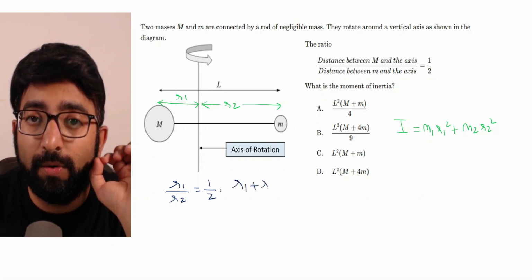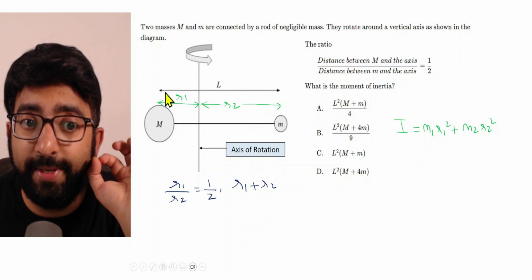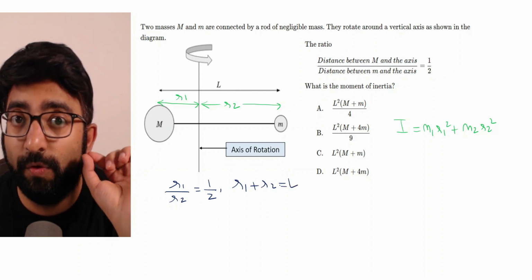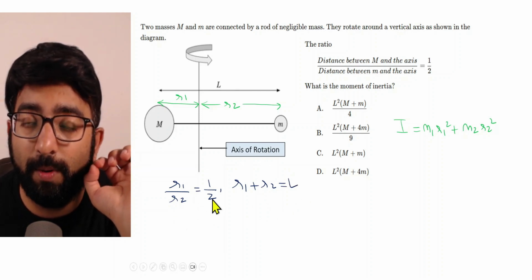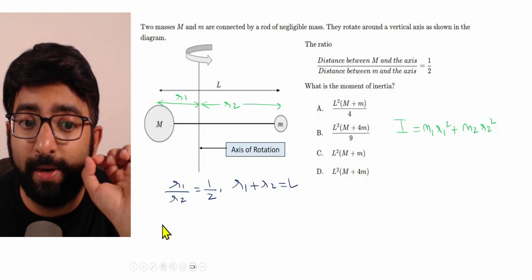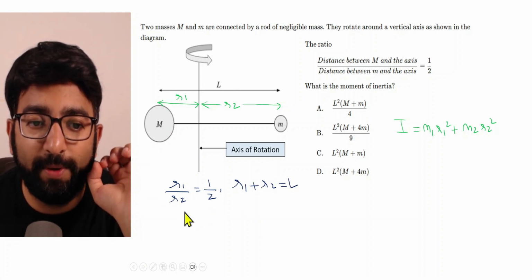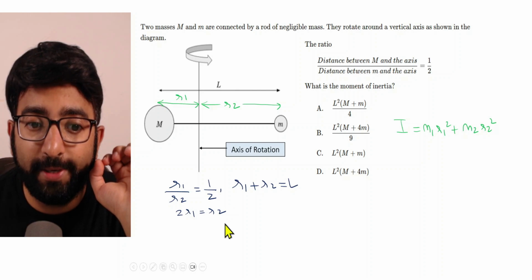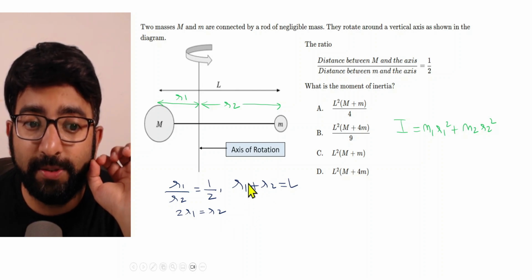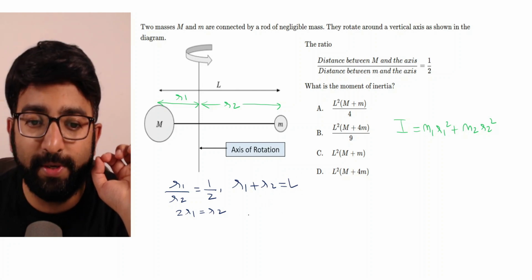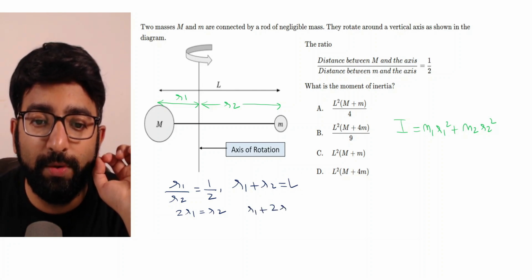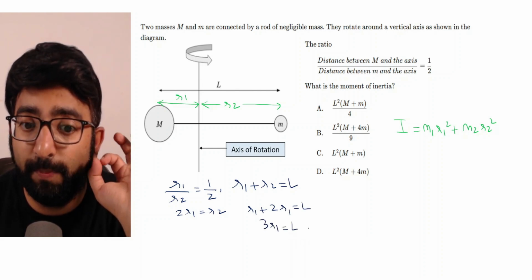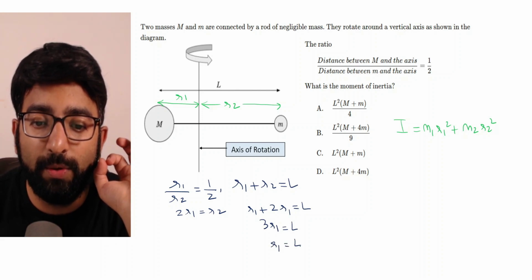Also, r1 plus r2, the sum of the two r's, is equal to the length L, which is given in the question. So we have two equations here. r1 upon r2 is 1 upon 2 and r1 plus r2 is equal to L. Let us solve these two equations. If we cross multiply, we get 2 times r1 is equal to r2. Now let us put r2 in the other equation. So r1 plus 2 times r1 equals L. 3 times r1 will be equal to L. This means the value of r1 will be equal to L upon 3.